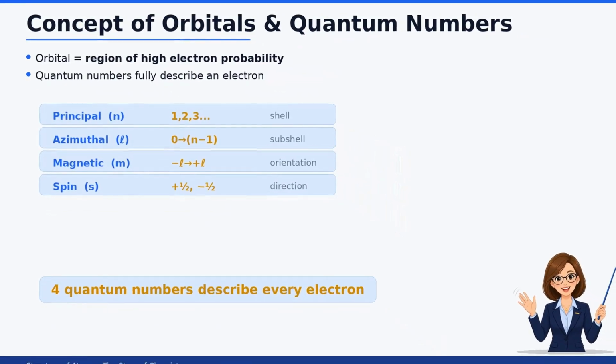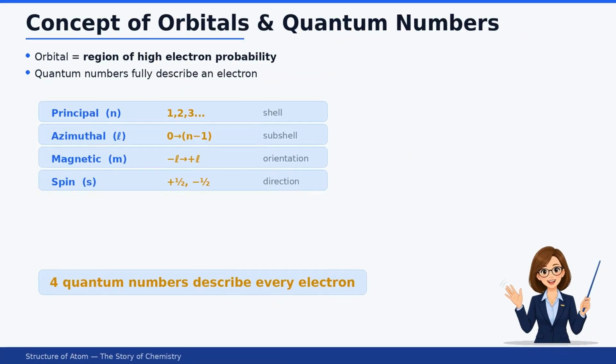To describe each electron completely, we use 4 quantum numbers: n, the principal quantum number for the shell; l, the azimuthal for the subshell; m, the magnetic for orientation; and s, the spin. Together, they give the full address of every electron.